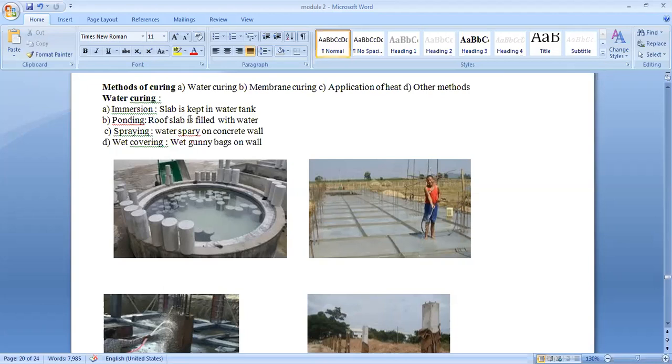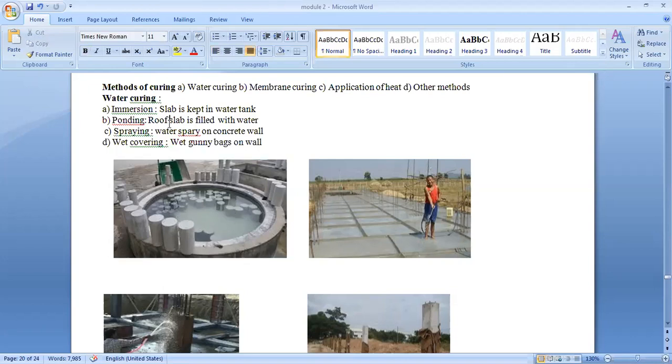Okay, the slab is kept in a water tank. We'll prepare a very large tank. In that, we are going to place molds or tubes or slabs in a water tank for curing purposes.